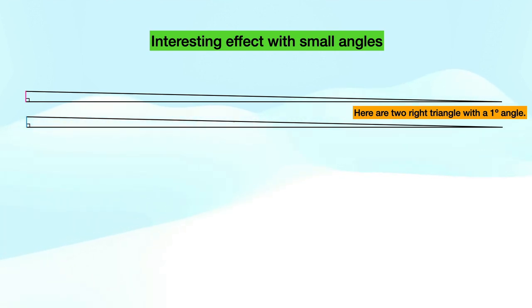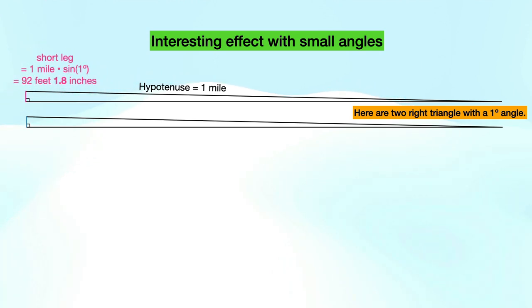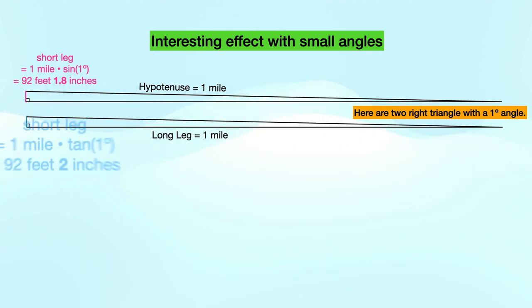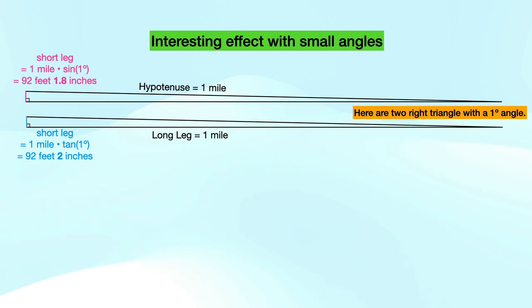Let's take a right triangle with a 1 degree angle and a hypotenuse of 1 mile. What's the length of the short leg? We multiply the hypotenuse by the sine of 1 degree and get 92 feet 1.8 inches. Now let's repeat it with another triangle, this one having the long leg be 1 mile. This time we multiply by the tangent of 1 degree and get the short leg of 92 feet 2 inches, a difference of 2/10 of an inch for a triangle that is a mile long.